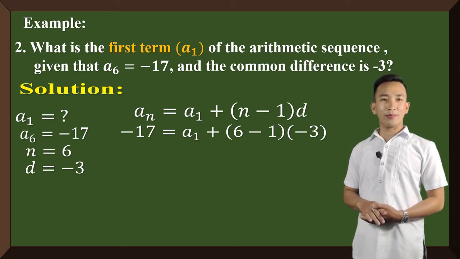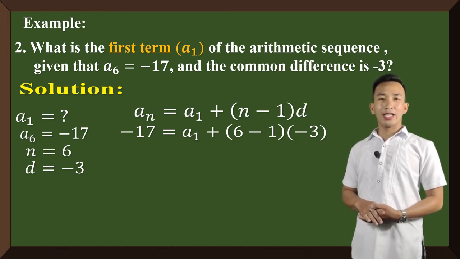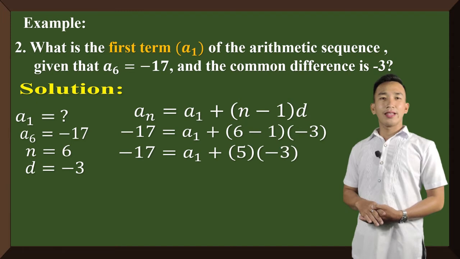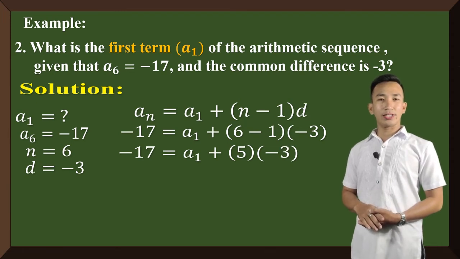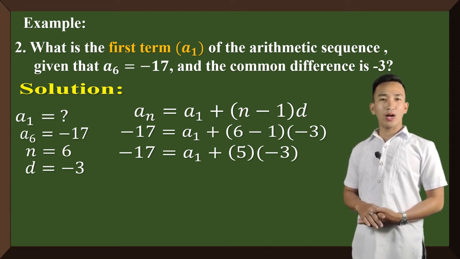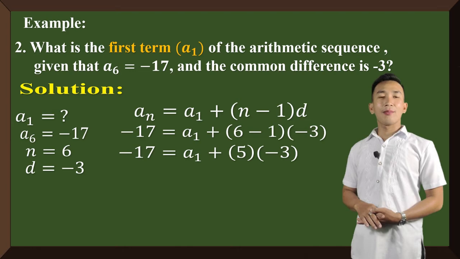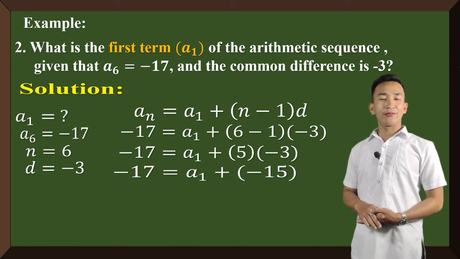Next is to apply the PEMDAS rule. Simplify first the number inside the parentheses. The equation will become negative 17 equals a sub 1 plus the quantity of 5 times negative 3. Next, multiply 5 and negative 3. We have negative 17 equals a sub 1 plus the quantity of negative 15.